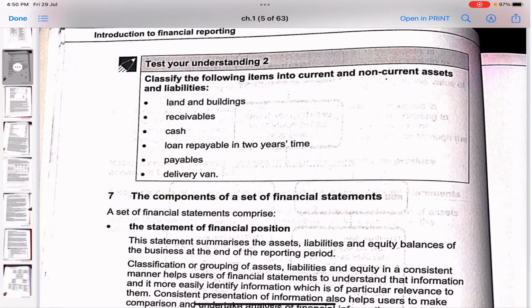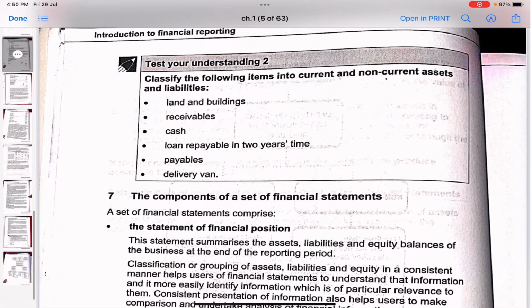Now, I'm giving you time to answer these test your understanding 2 questions, and I will discuss the answers with you. Giving you 2 minutes.